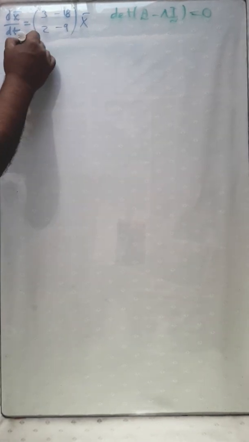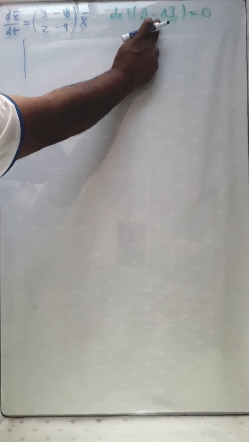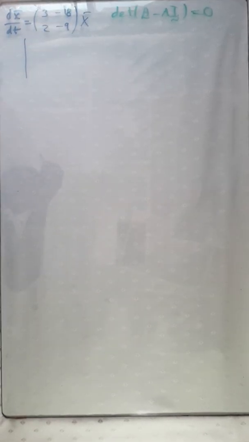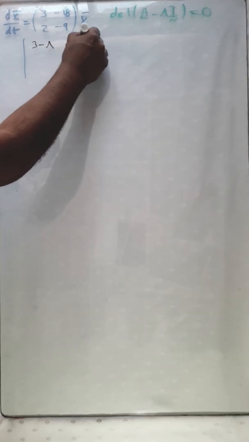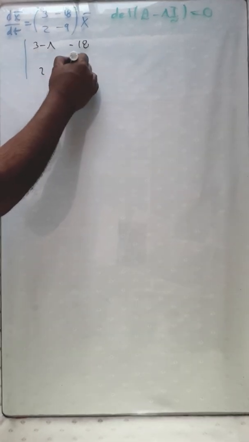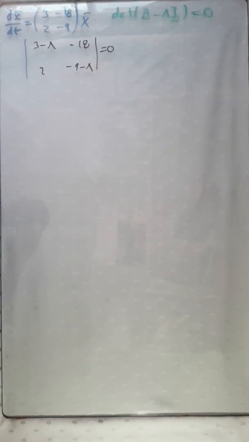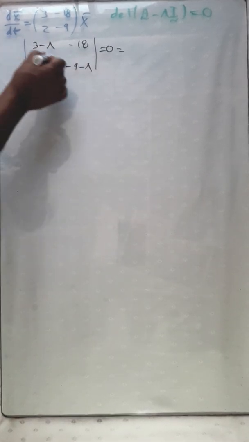You can do that also, but the determinant will be, because A matrix minus lambda identity matrix only affects the main diagonal, you will have 3 minus lambda, the other is the same, this is the same, and minus 9 minus lambda, and that equal to 0. You can save a lot of time there. Now the result of this is going to be this times this. I'm going to do the multiplication already.